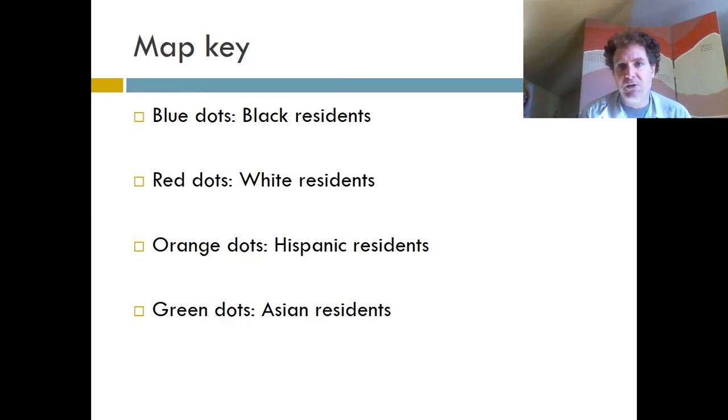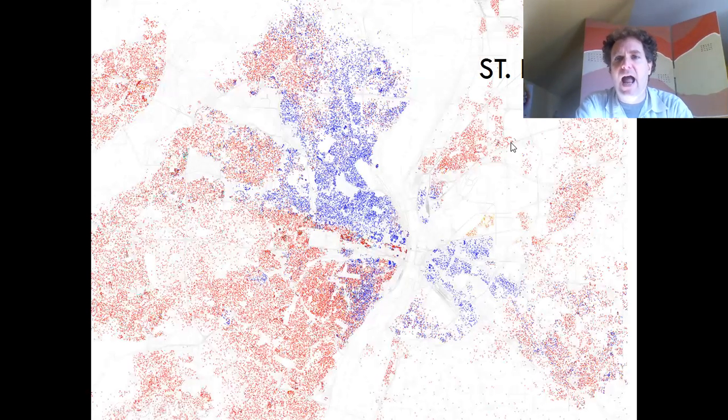One of the best ways to see this residential segregation is to look at maps. I find these maps really interesting because they give you a graphic representation of our current racial experience. The way to understand the maps is, this is census data, and the blue dots are Black residents, the red dots are white residents, the orange dots are Hispanic residents, and the green dots are Asian residents. We can first look at a southern city like St. Louis. Here you can clearly see the segregation happening. We see clear Black neighborhoods and clear white neighborhoods, and you can see how people are separating out.